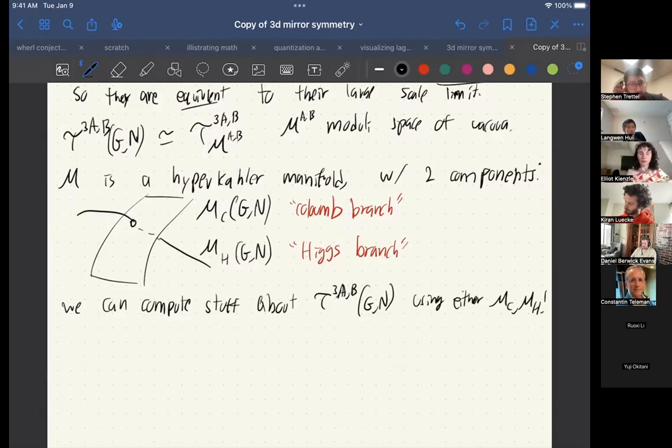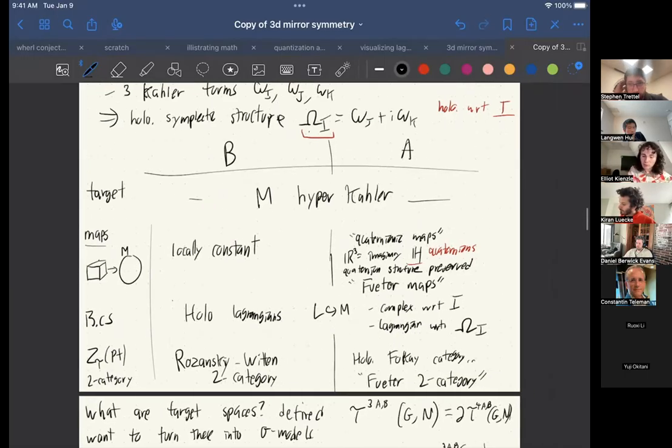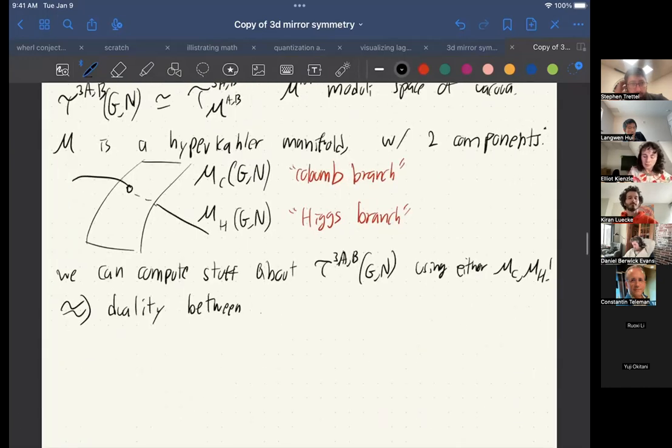But their underlying mathematics, like when you're actually sitting down, the fields of math that they talk about, these are very different objects. And yet they can be used to compute the same things. So this suggests some sort of duality between the sigma models, and in particular, all of this information we learned about these things must be dual between the Higgs branch and the Coulomb branch. And this is the motto of 3D mirror symmetry.